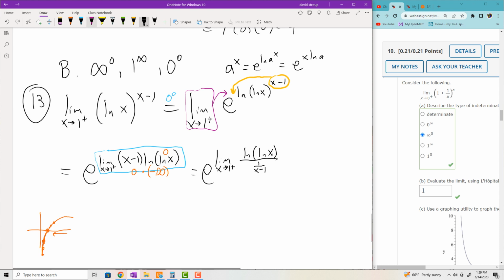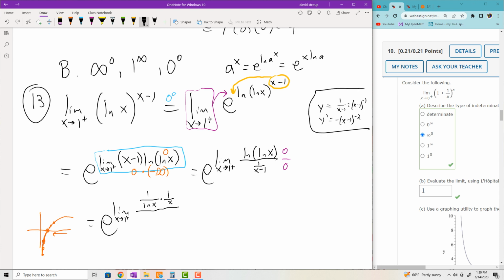And now that you have it in this form, that exponent is in the infinity over infinity form, so you can do L'Hopital's. Okay? So you have e to the limit as x goes to 1 from the right. The numerator's derivative is 1 all over the guts, ln x, times the derivative of ln of x, which is 1 over x. That denominator, let's look at it in the margin for a sec. 1 over x minus 1 is the same as x minus 1 to the negative 1.